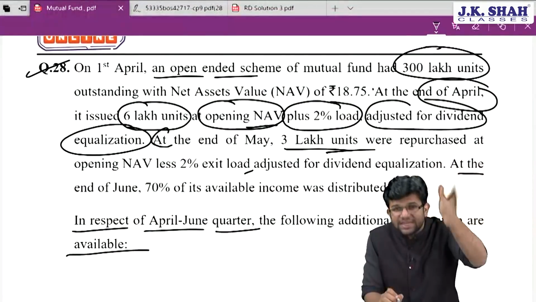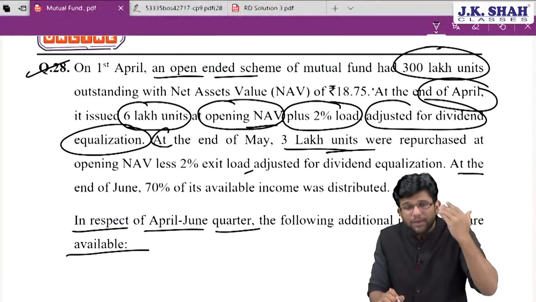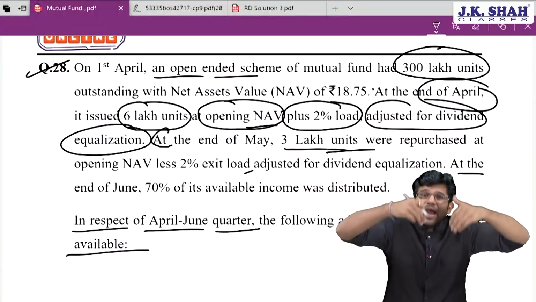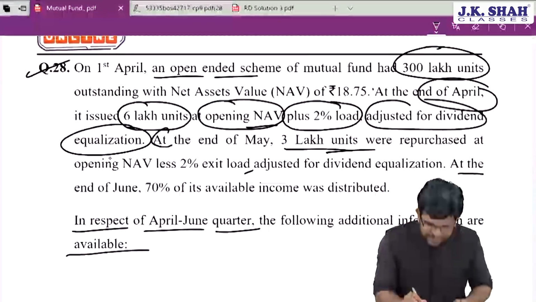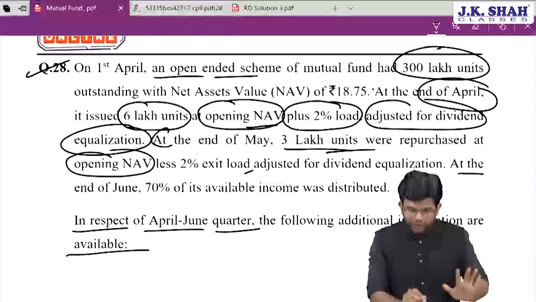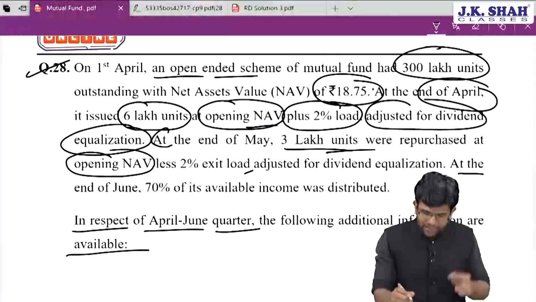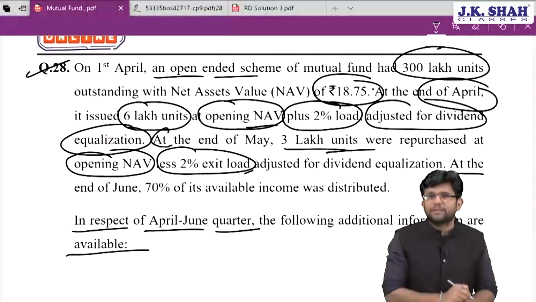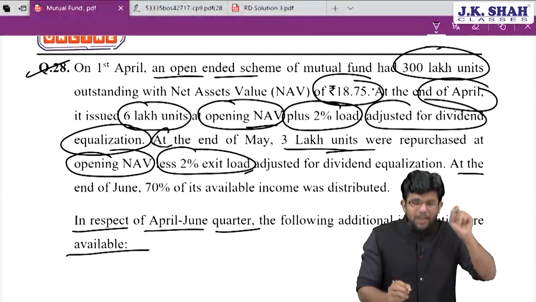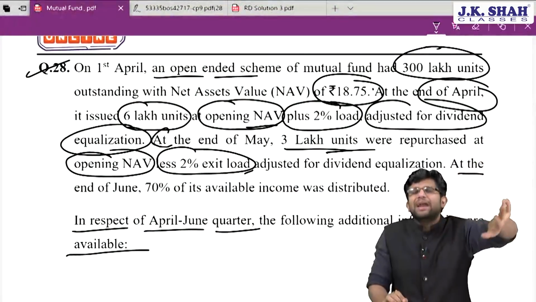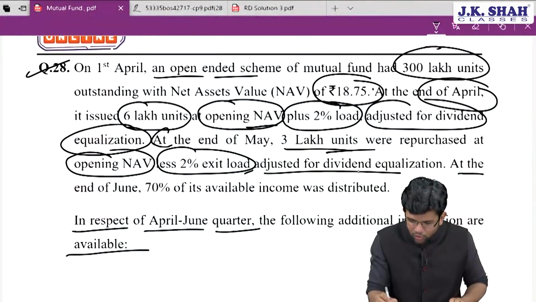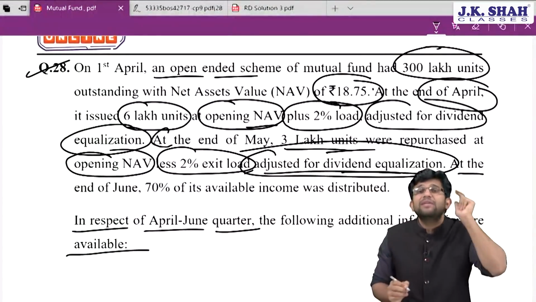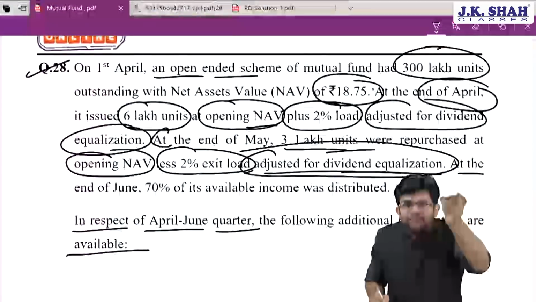So when these 3 lakh units were repurchased from the unit holders and money was given to them, we will give them money how much? Can I say we will be giving them opening NAV first of all? Opening NAV is available, correct? From that 2% exit load will subtract. Obviously, everyone understands this. But apart from that, that NAV calculation we'll see later. We are right now focusing on the dividend equalization. Do you realize that we will be giving them their share of the dividend equalization?